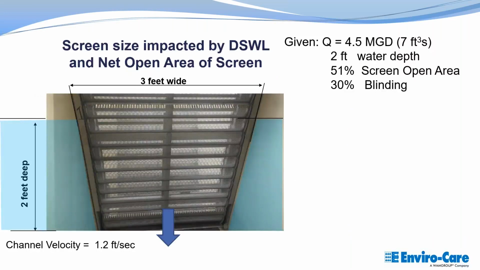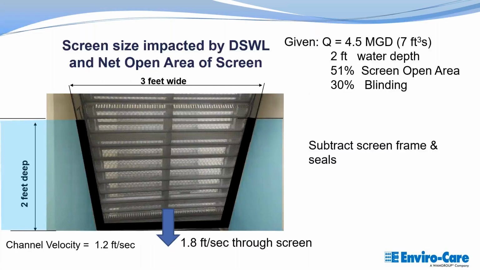A quick visual thought experiment on how this velocity impacts us. I've got an example here: a 3-foot wide channel, 2 feet deep, using 4.5 MGD as my flow rate, which works out to 7 cubic feet per second. Trying to make my math easy and avoid trigonometry here. So we're assuming a 90-degree screen with that 3-foot wide channel, 2 feet deep at 7 cubic feet per second. Your velocity in the channel is 1.2 feet per second.